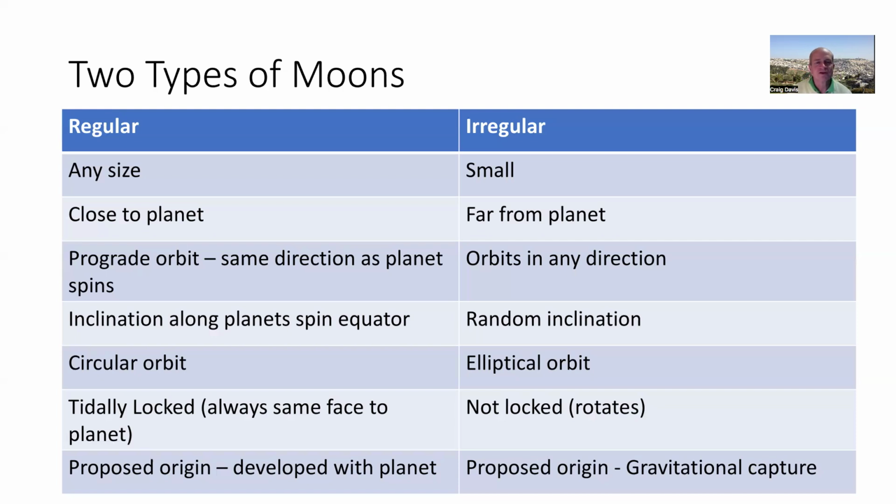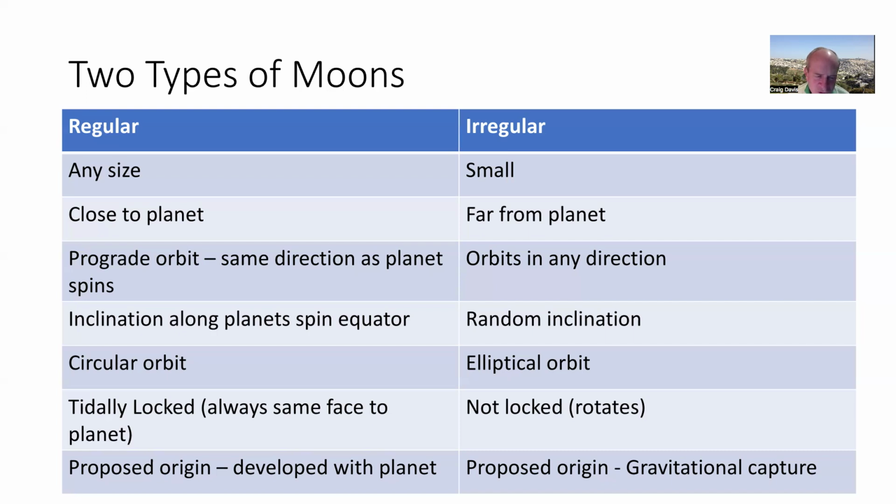Now, moons are usually divided into two categories, and they usually fit pretty well into one of these two categories. There are regular moons and irregular moons. Regular moons can be small or large, any size. Irregular moons tend to be small. Regular moons are very close to a planet in their orbit, and irregular moons are far. Regular moons have what's called a prograde orbit. That means they're orbiting in the same direction that the planet spins. Irregular moons can orbit in any direction whatsoever.